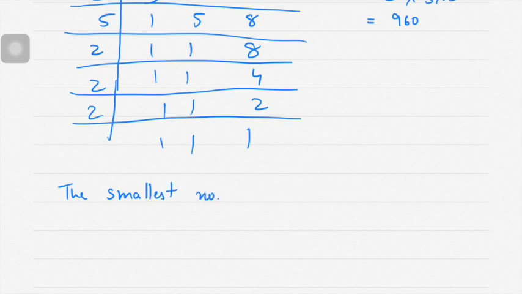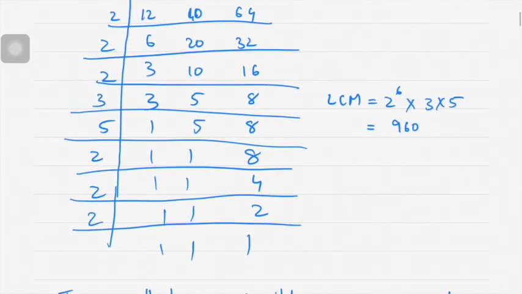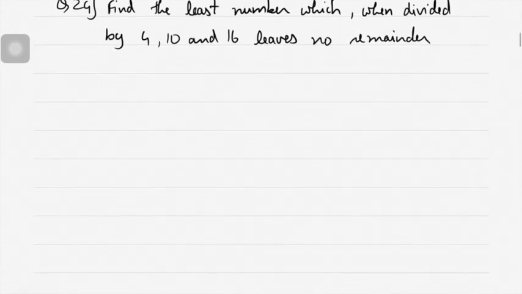The smallest number divisible by 12, 40 and 64 is 960. Okay. Let's solve the next question. Find the least number which, when divided by 4, 10 and 16, leaves no remainder.